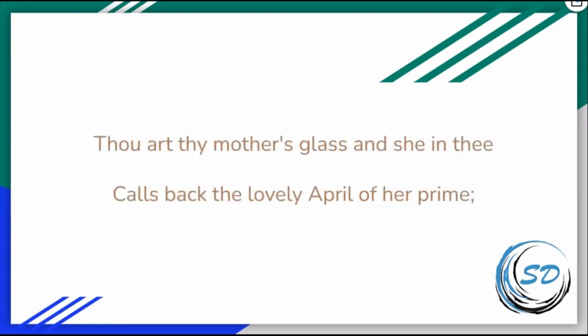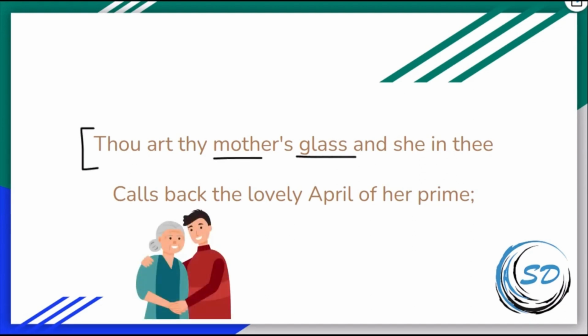Thou art thy mother's glass and she in thee, calls back the lovely April of her prime. The speaker tells the person that they are a reflection or a mirror of their own mother. The person embodies the beauty and vitality of their mother's youth. By existing, the person brings to mind the memories of their mother's youthful and beautiful days, reminiscent of the delightful month of April. This line suggests that the person has the ability to evoke their mother's past glory.